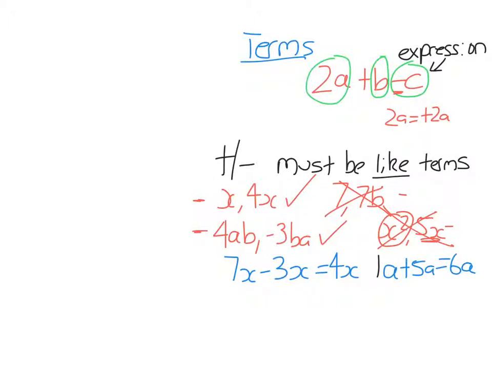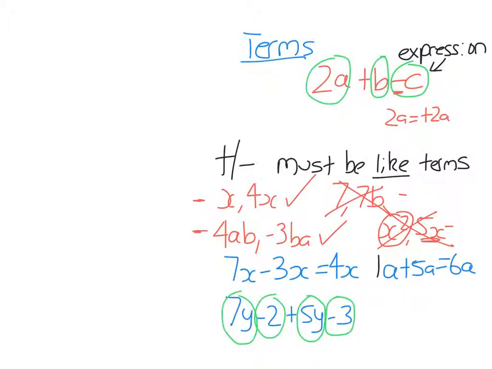Say you had something like this, 7y minus 2 plus 5y minus 3. So this is an expression, and it has 1, 2, 3, 4 terms. Now you have to group them in like terms. So 7y and 5y are like terms. 7y plus 5y is 12y. We do them separately. And then minus 2 and minus 3, they are like terms. You know you can add and subtract minus 2 and minus 3. So it's minus 2 minus 3 gives minus 5.